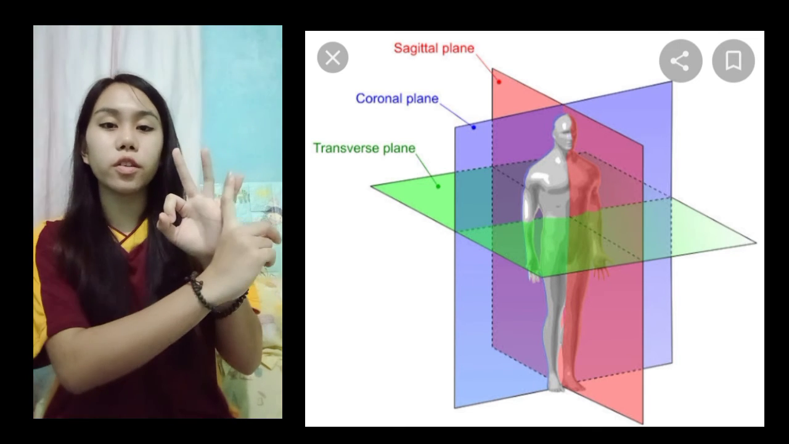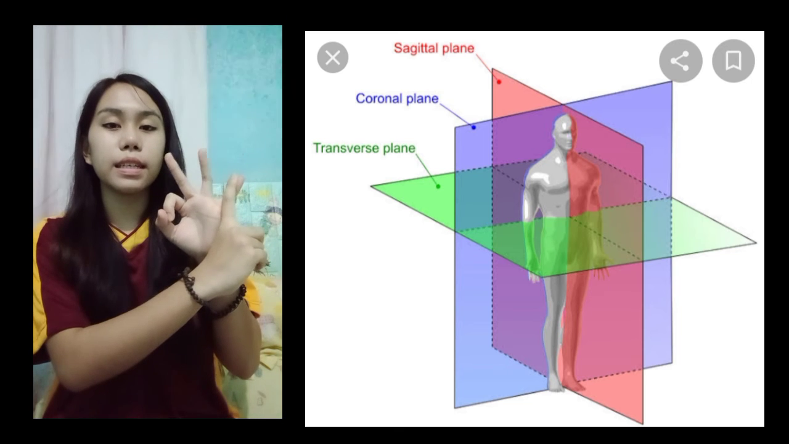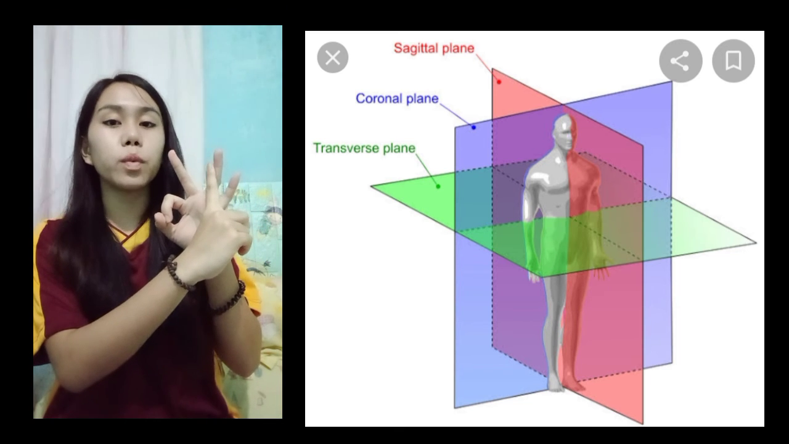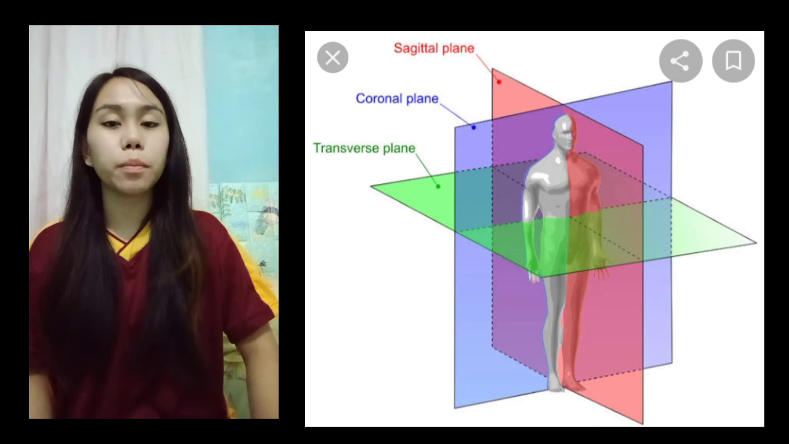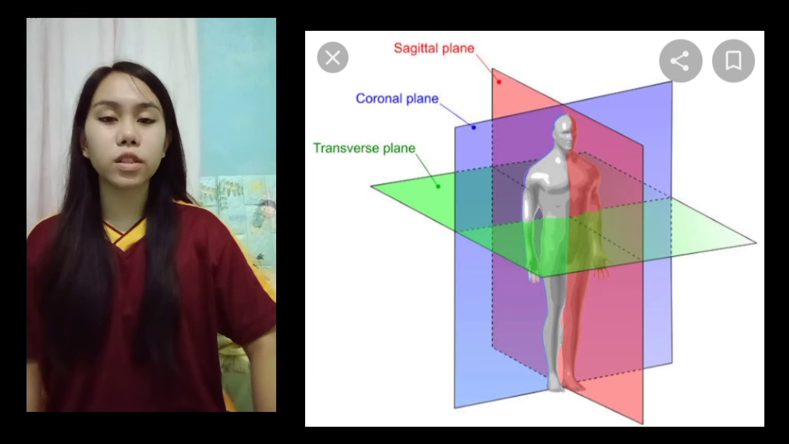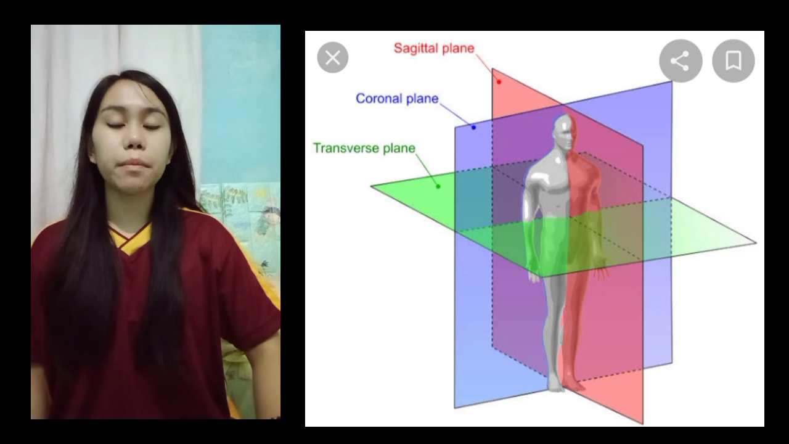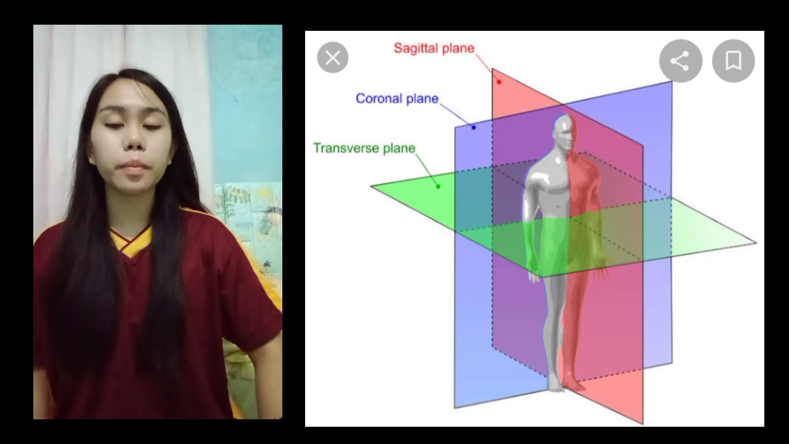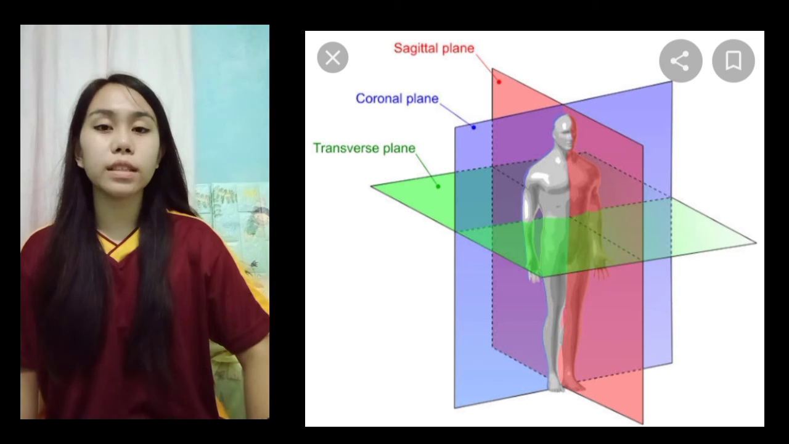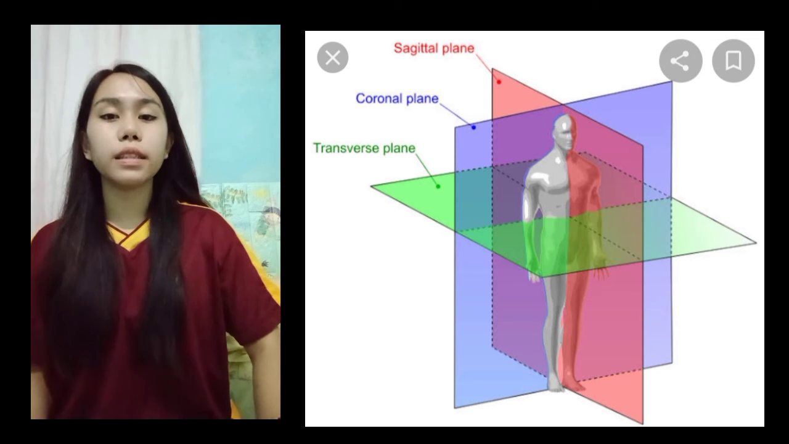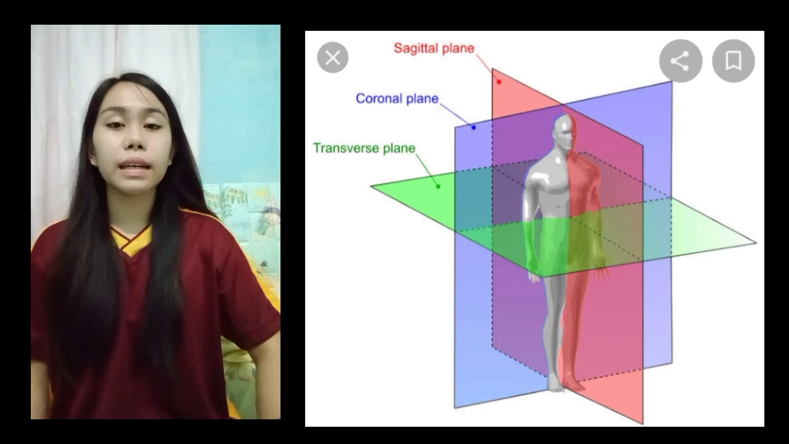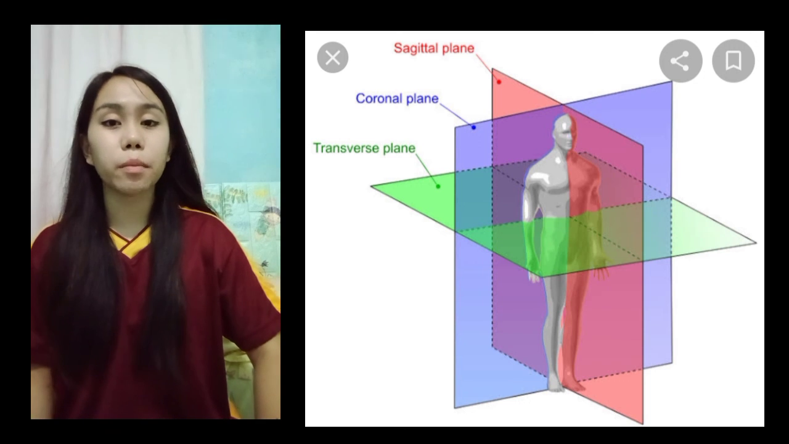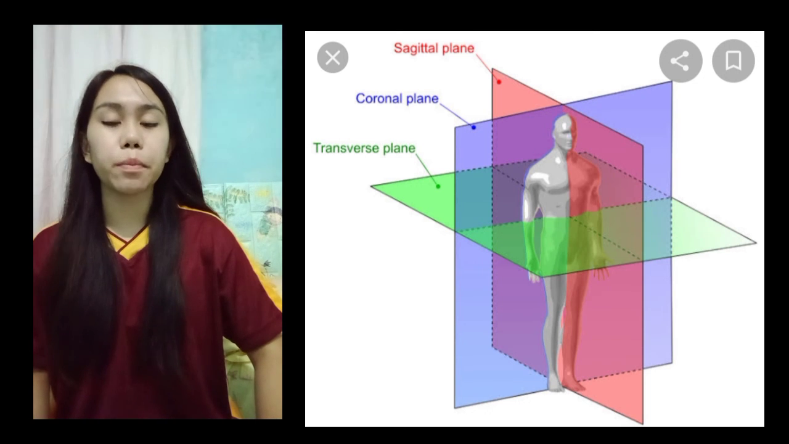And lastly, the 3 planes in motion of the body. First is the coronal plane, second is sagittal plane, and third one is transverse plane. First, let's talk about the sagittal plane. Sagittal plane cuts the body into left and right halves, also forward and backward movements. Coronal plane cuts the body into front and back halves, side to side movements. And the transverse plane cuts the body into top and bottom halves and twisting movements.